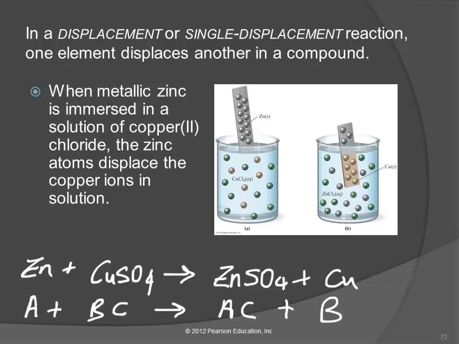So one of your reactants is an element, and one of your products is an element. And those elements are switching places in the compound.